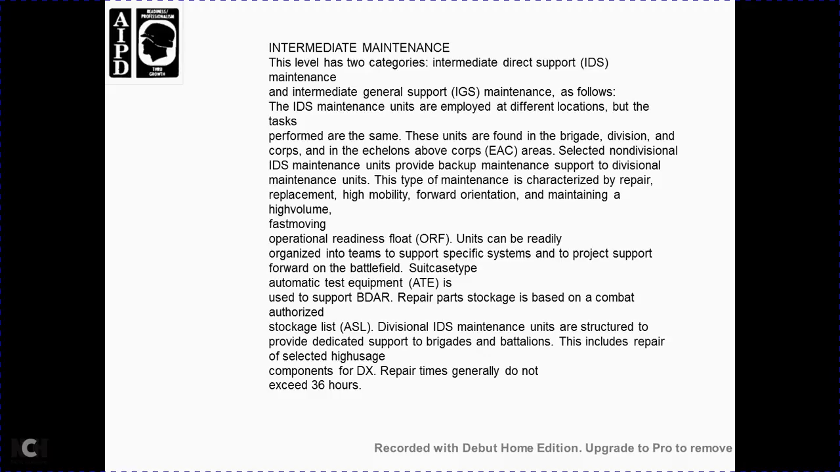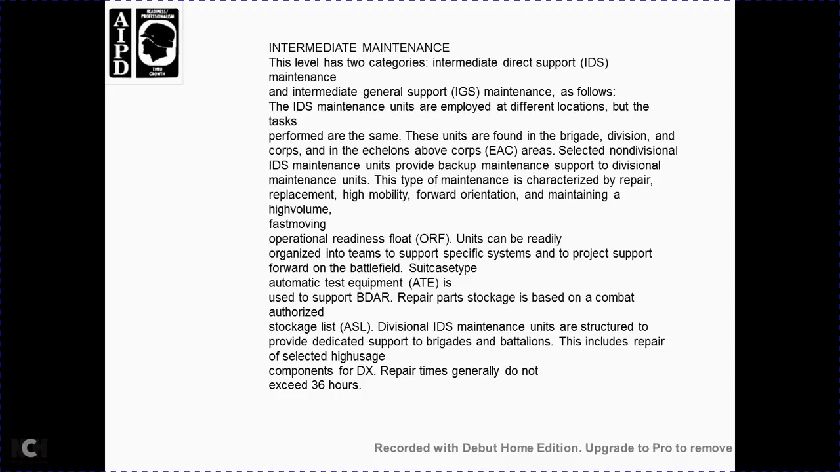Intermediate maintenance level, 2 categories: intermediate direct support maintenance and intermediate general support maintenance. Intermediate direct support maintenance is employed with differences in location from the task performed. These units are found with a brigade, division, corps, and the echelons above corps area. Selected non-divisional intermediate direct support maintenance provides backup maintenance support to the divisional maintenance unit. This type of maintenance is characterized by replacement.